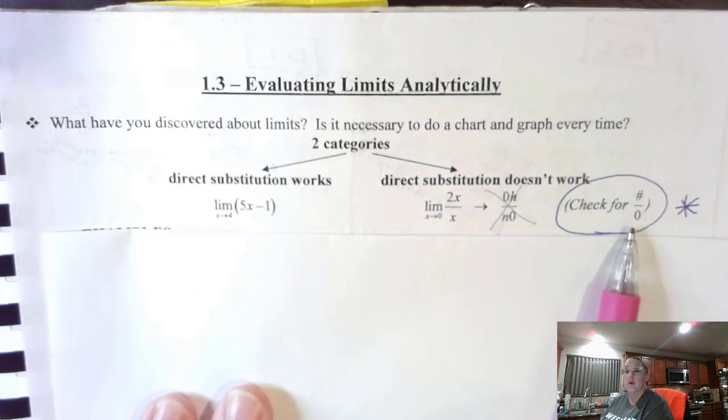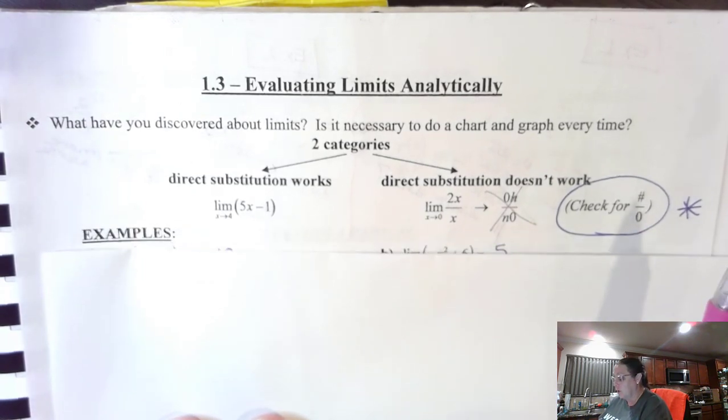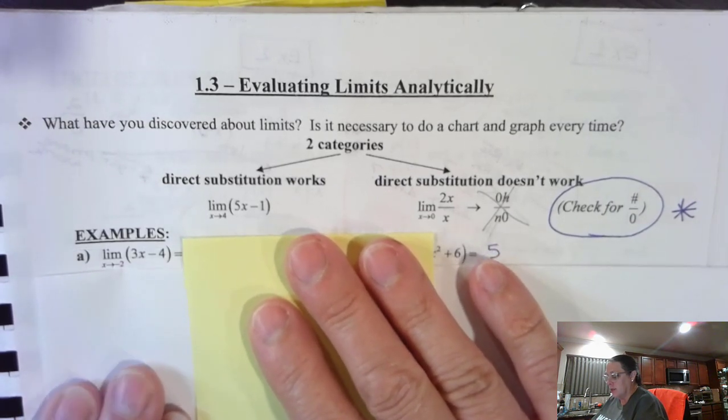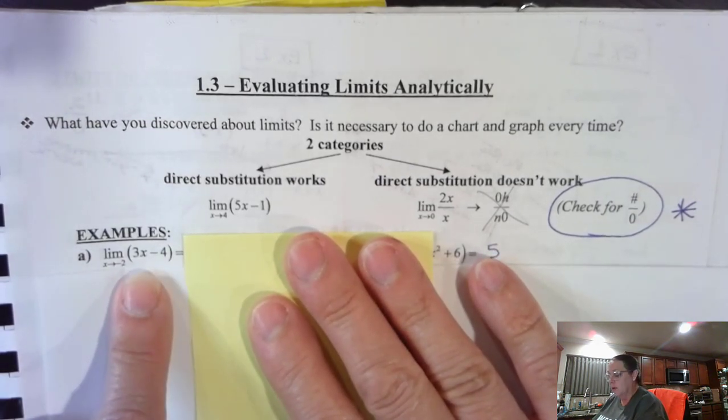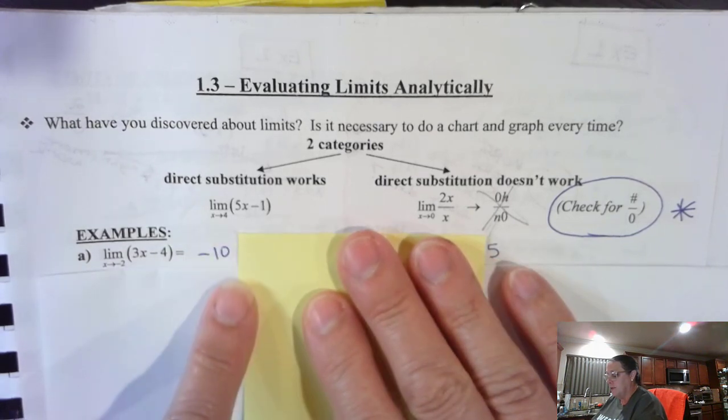Also, when we have number over 0, we have to look at that. There's special things that happen there too. So let's look at some very easy examples. The limit as x goes to -2 of 3x minus 4. We simply can substitute -2 in, and we get -10.